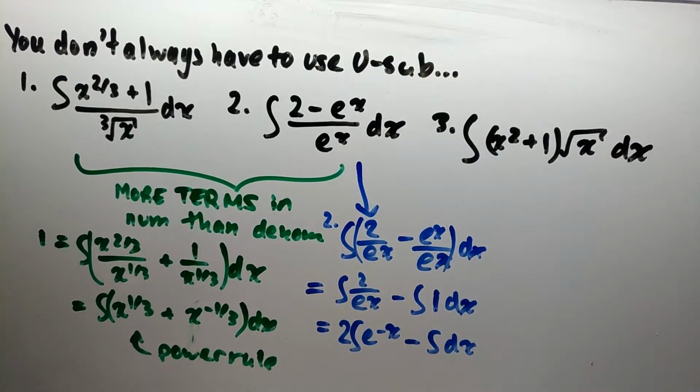We already know how to integrate e to the negative x. It's just going to be e to the negative x times -1. And the other integral is just going to be x.